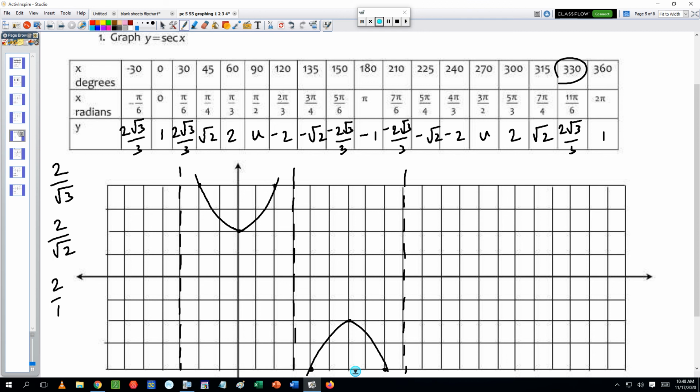Little pointy. If you were to graph cosine, let me show you that. Different color. It would look like this right here. So where this cosine maxes out right here, secant bottoms. And where cosine bottoms out, secant tops out. Nice color.